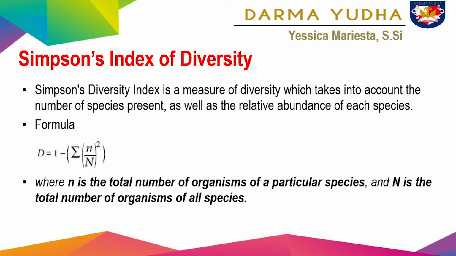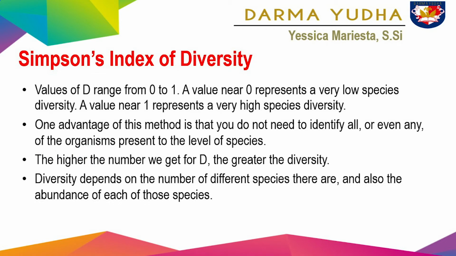Okay, and then for the formula, you can look at the slide. Okay, so lowercase n is the total number of organisms of a particular species, and capital N is the total number of organisms of all species. So the values of D range from 0 to 1. A value near 0 represents a very low species diversity. A value near 1 represents a very high species diversity.